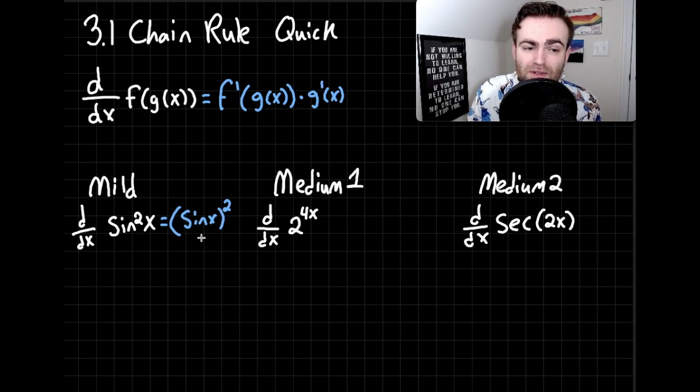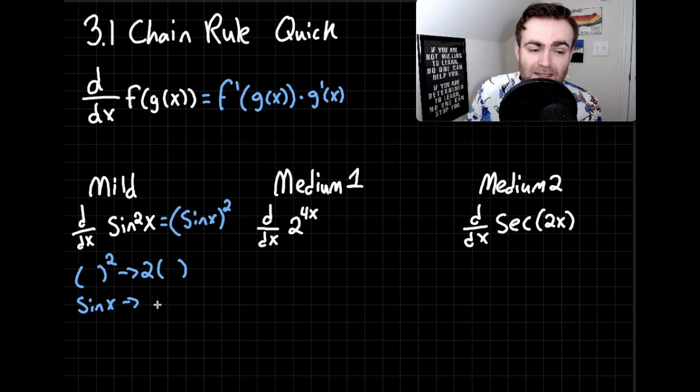The outermost function is something squared, and the inside function is sine x. What I like to do is write them down. The outermost function was something squared, and inside that was this sine x. The derivative of something squared by the power rule would be 2 times that something, and the derivative of sine x is cosine x.